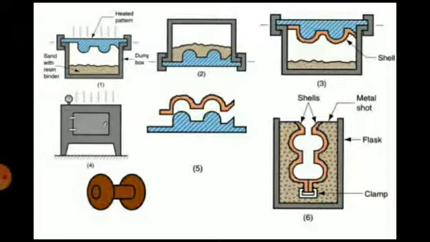In the diagram, you can see the unbonded sand that falls down in a dump box, and the shell that is formed over a heated pattern, shown in red color. So that is the shell that is formed.